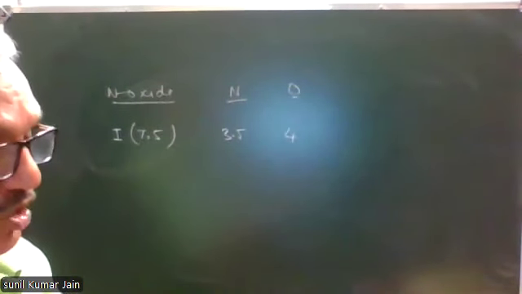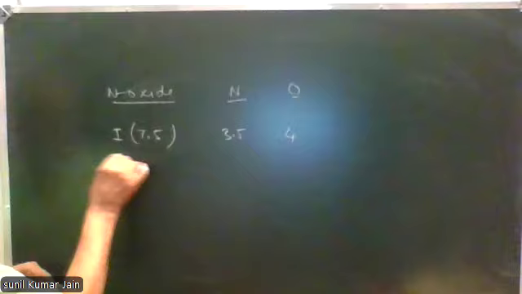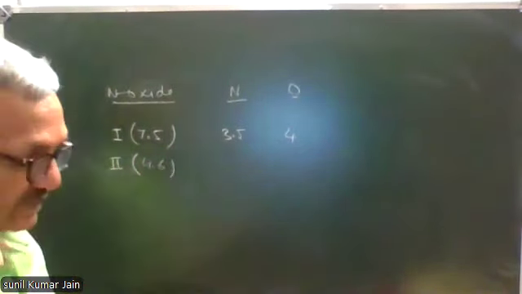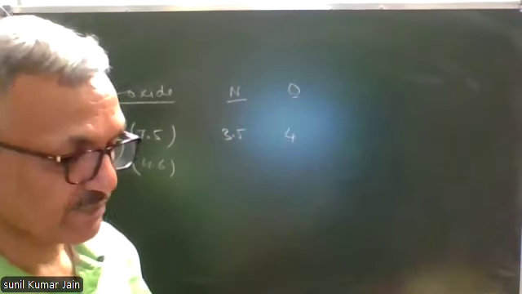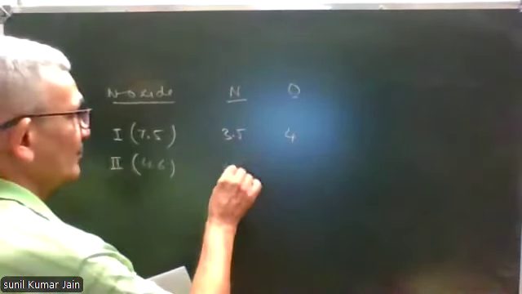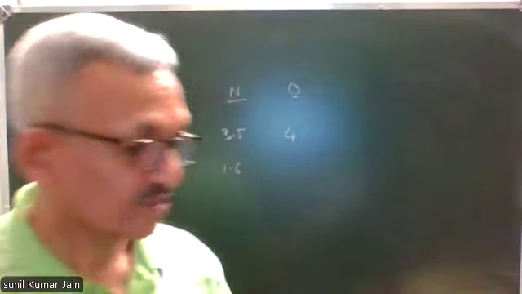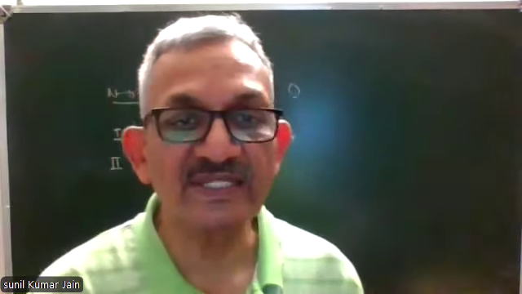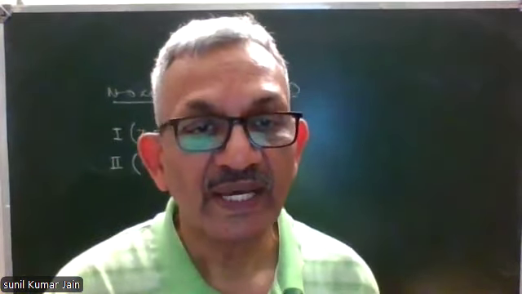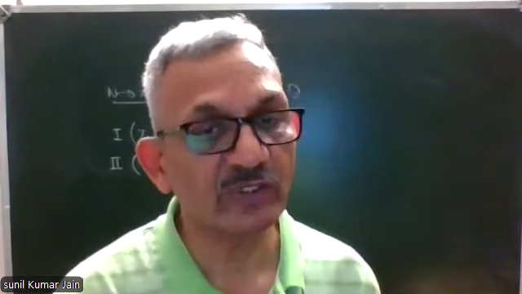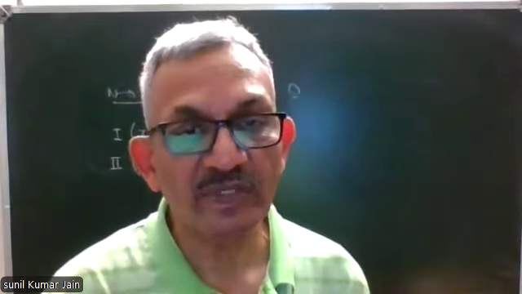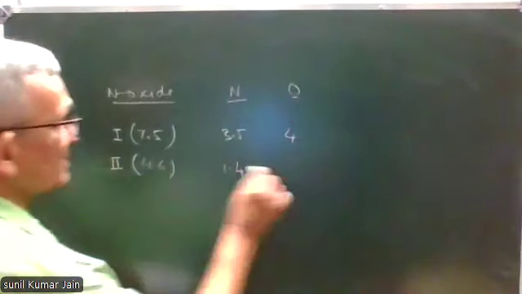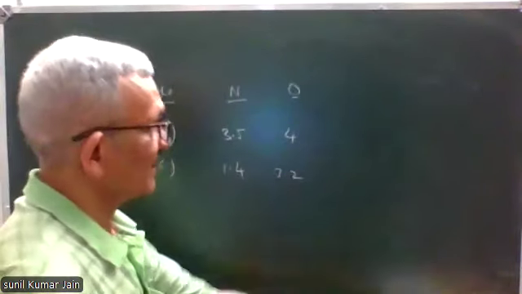4.6 gram of another oxide of nitrogen. So this is oxide number 2 and weight is 4.6 grams. Gave 1.4 gram of nitrogen on reduction. What is reduction? Reduction is nothing but removal of oxygen. And after removal of oxygen, nitrogen is left, right? So nitrogen is 1.4 and remaining was oxygen. This minus this, 3.2 oxygen.